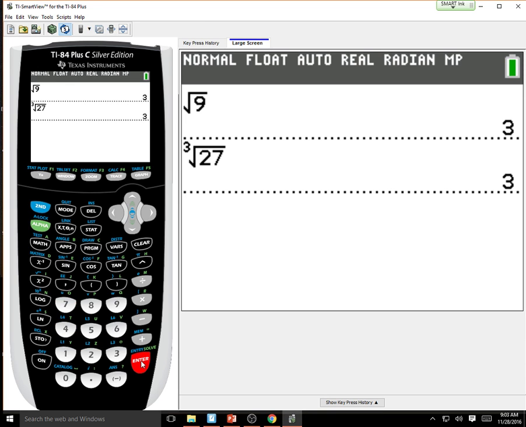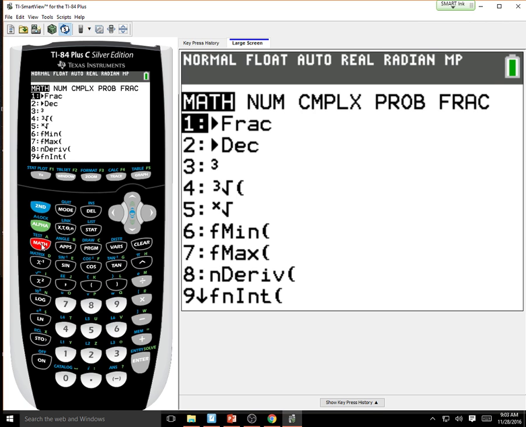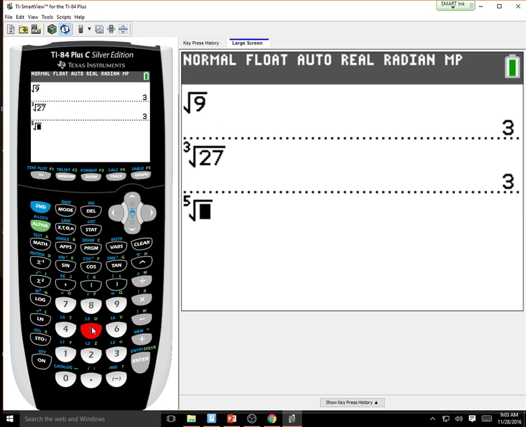There's my 3. But let's say I want to take the 5th root of 243. The 5th root, so this is how you're going to have to do it. You're going to have to push that 5 first. Then you're going to go back into math. And then you're going to hit that 5 there. So option 5, see how it kind of throws it up there now? And then you're going to go 2, 4, 3. And then you can get your 3 out of that, okay? Questions? All right, cool. That makes us done.